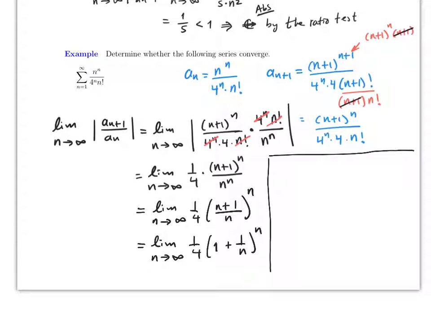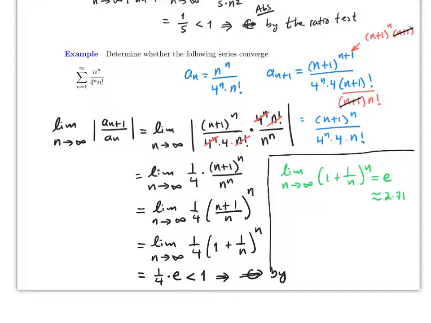Recall from previous sections that the limit as n goes to infinity of 1 plus 1 over n to the n is equal to e, which is around 2.71. So therefore, we end up with 1/4 times e, which is less than 1. So therefore, this series is also convergent by the ratio test.